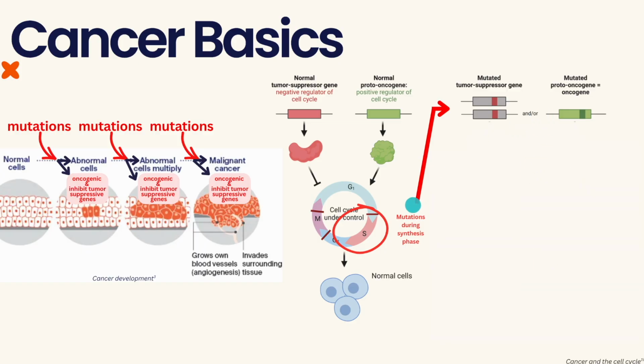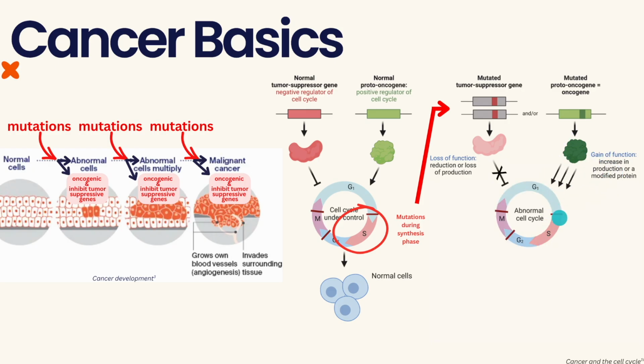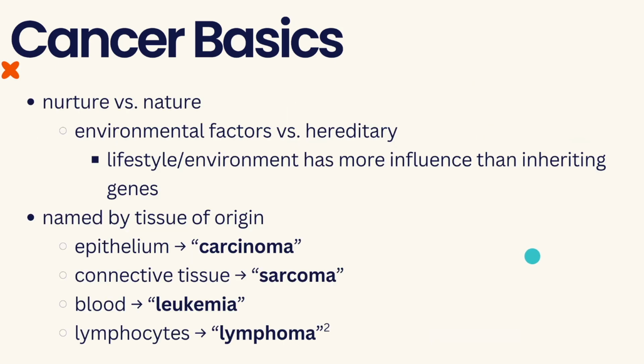Similarly, let's say that during this phase, this proto-oncogene is mutated, turning it into an oncogene. It now has a gain of function. It's ramped up. Its function is super ramped up. It's going to do whatever it does excessively, leading to cancer.